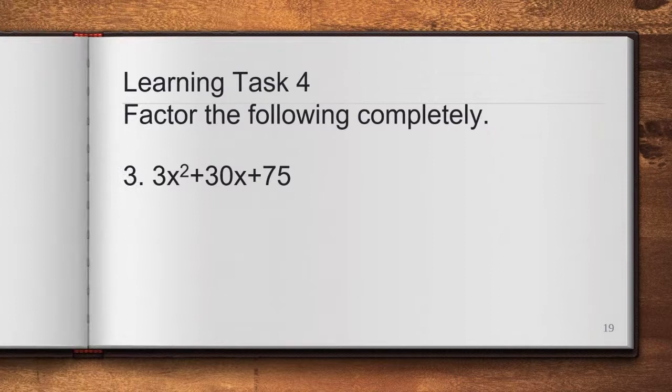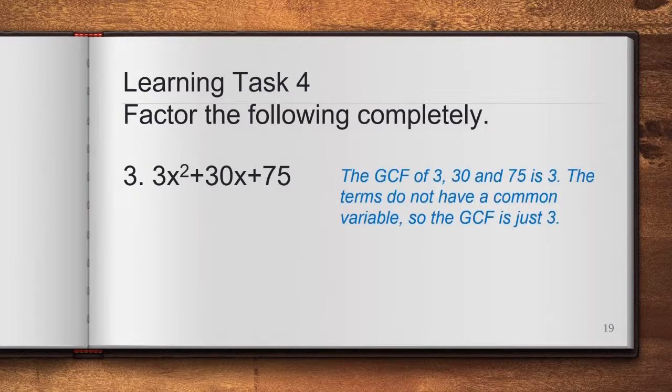Number 3, 3x squared plus 30x plus 75. The terms have common factor. So the greatest common factor of 3, 30, and 75 is 3. Wala naman silang common variables lahat, kaya ang GCF lang natin ay 3. So we will write 3 outside a parenthesis. 3x squared divided by 3 is x squared. 30x divided by 3 is 10x. 75 divided by 3 is 25.